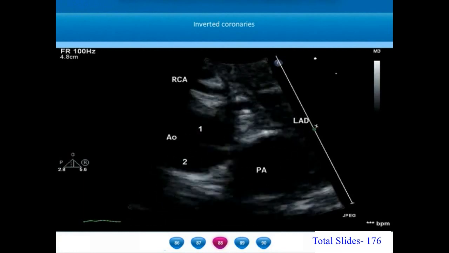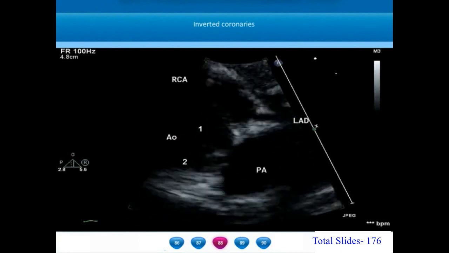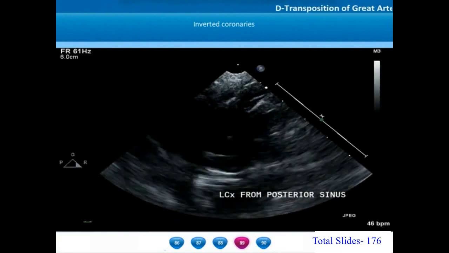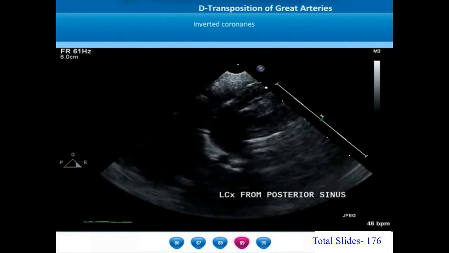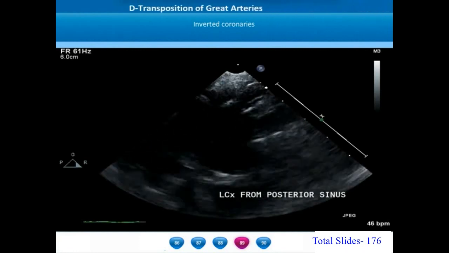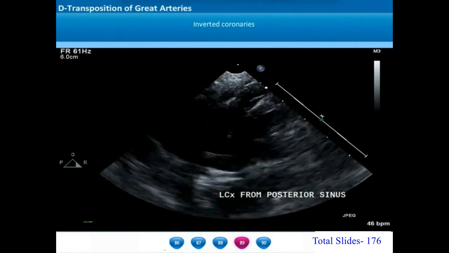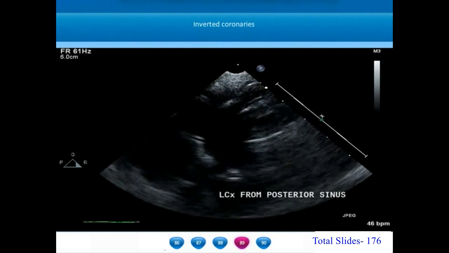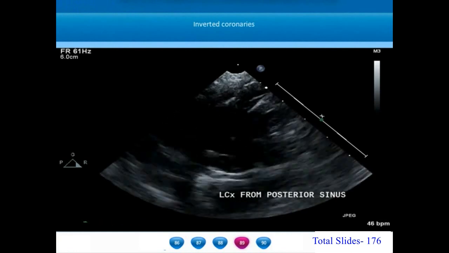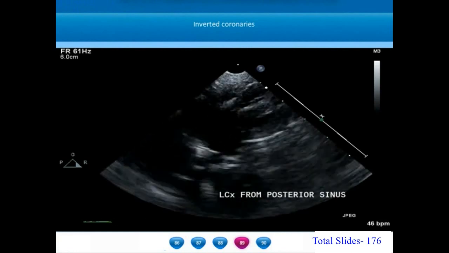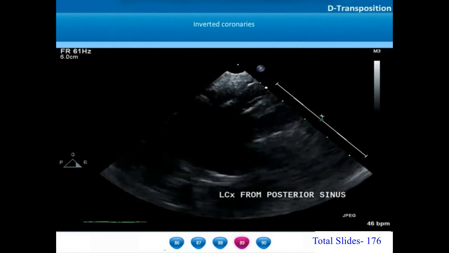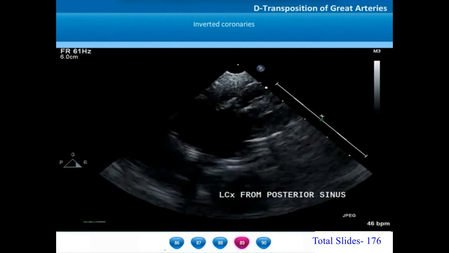In this patient, we need to identify where is the circumflex artery. We can notice the circumflex artery arising from the posterior facing sinus and coursing posterior to the pulmonary root. So this is an example of an inverted coronary where the sinus 1 gives off the right coronary artery and left anterior descending coronary artery, and the sinus 2 gives off the circumflex artery.